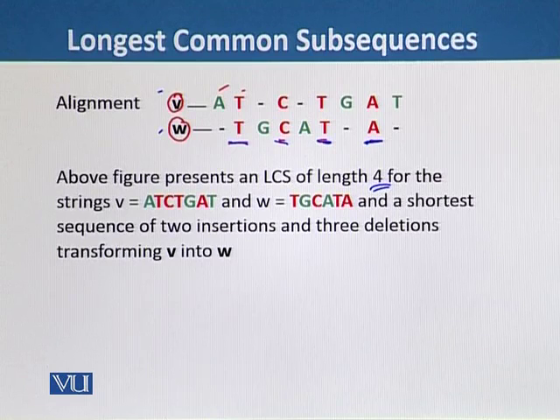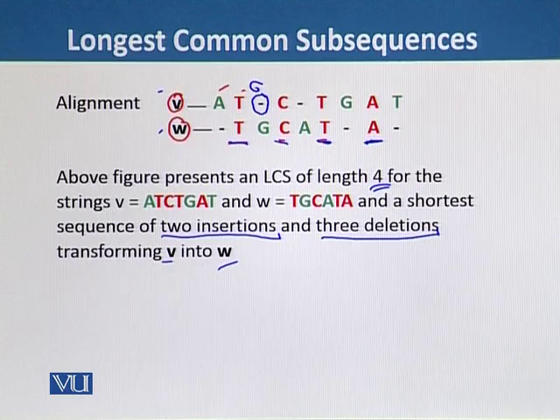V and W. And the shortest sequence of edits we need to convert V into W is 2 insertions and 3 deletions. It means that we have to add 2 insertions, in the gap positions: we need to add G in this position, and we need to add A at this position. If we add G and A, they will become identical.